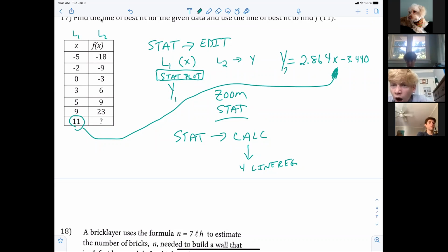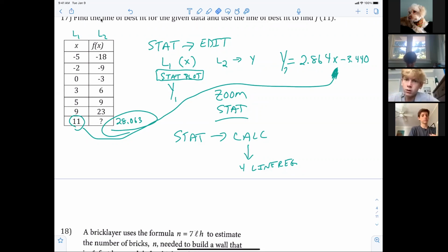So what was the answer for 11? 28 point what? Do I care if you put 28.5 or 28.4 or something? I don't care. If you're close to the answer, I'm good, because it's a line of best fit. There's no exact answer. But if you said the answer was -3, we have a problem.